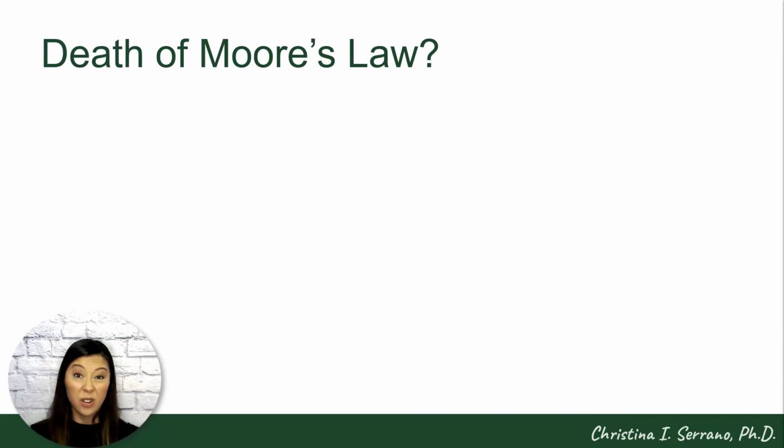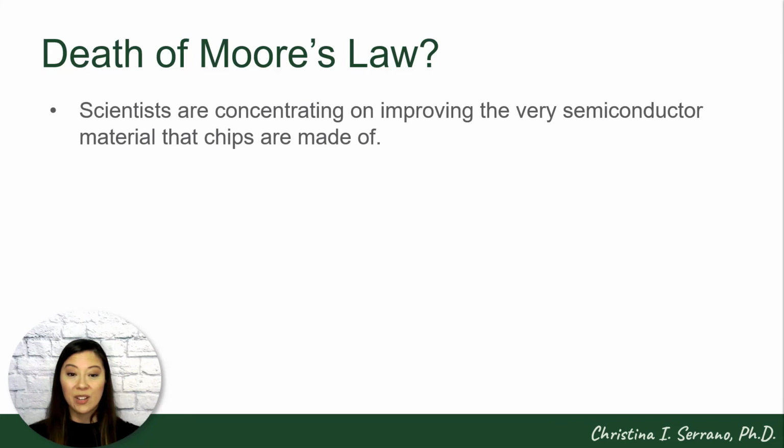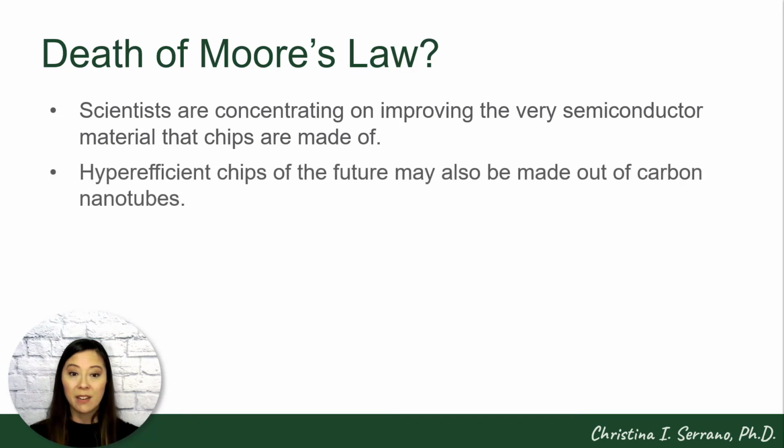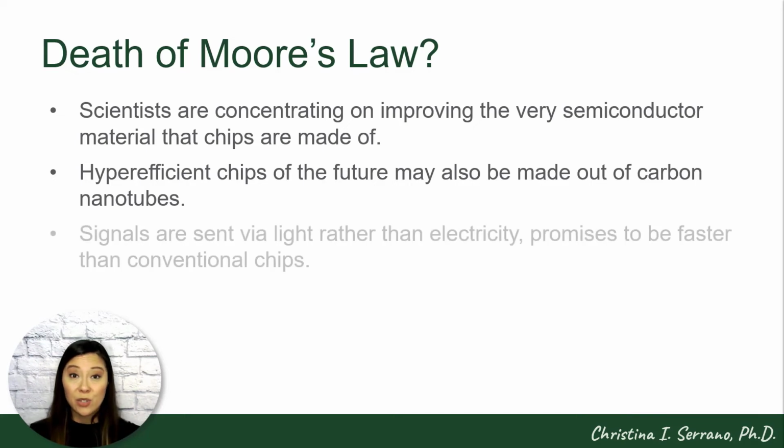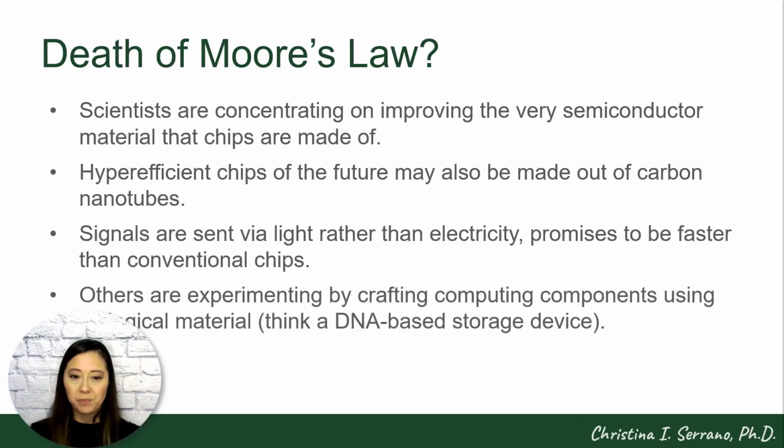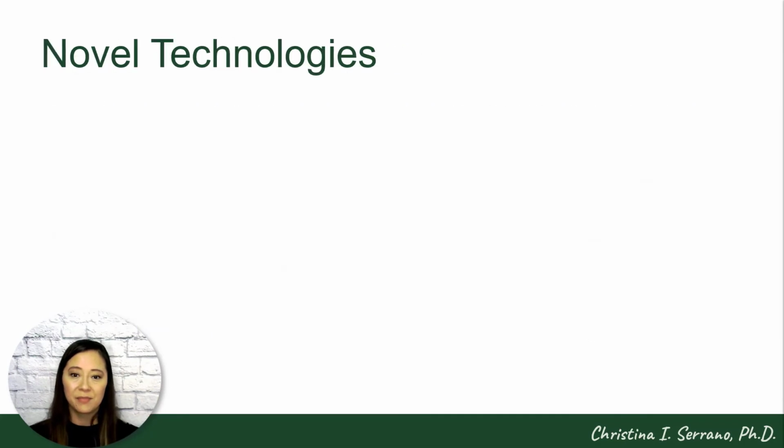There's much being done already, actually. Scientists are concentrating on improving the semiconductor material that the chips are made of. They're looking at making hyper-efficient chips out of carbon nanotubes, looking at sending signals via light rather than electricity, and experimenting even with biological material. The book also talks about quantum computing. Rest assured that scientists are working on solutions, some of which may actually far surpass the possibilities that we've seen with Moore's Law.